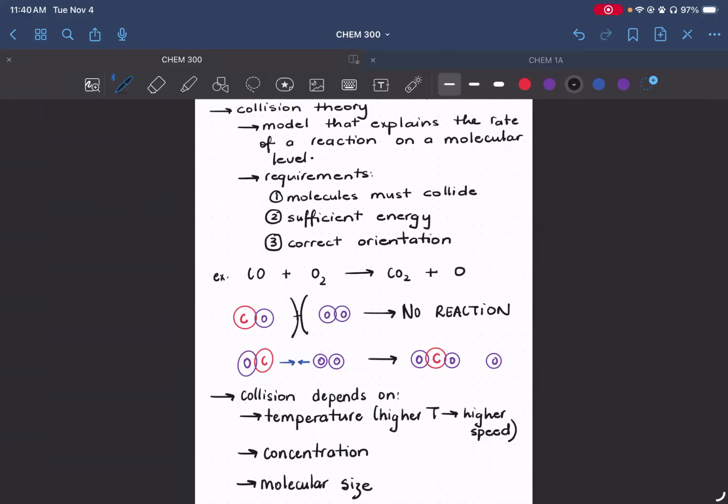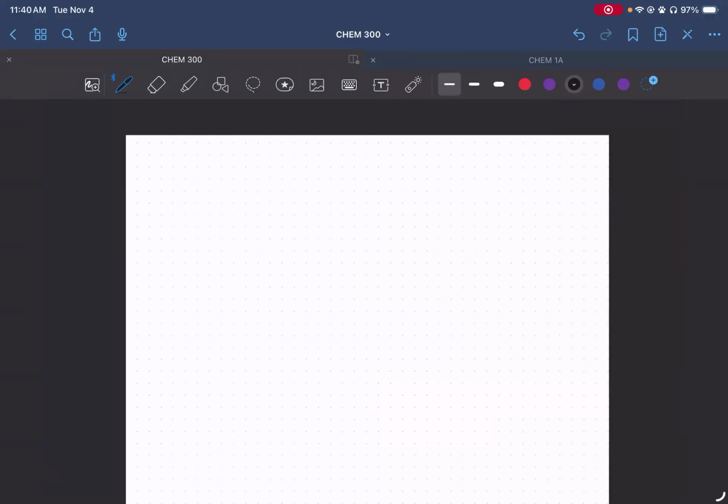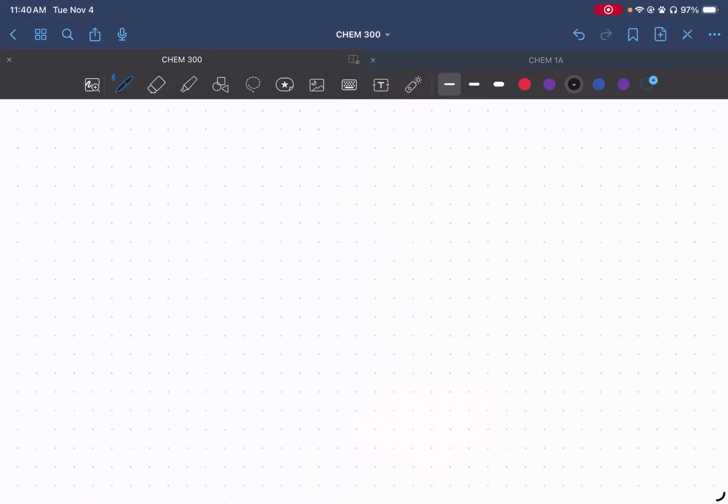So that's collision theory. For a reaction to occur, the molecules must collide. They must collide with a certain amount of energy, and they must be correctly oriented. How does this better help us understand the concept of reaction rates, our next topic?